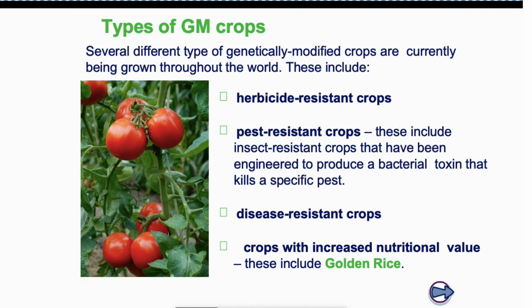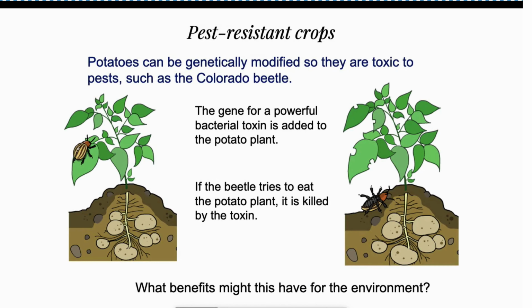Now, types of GM crops. We have herbicide resistant crops, and pest resistant crops, which include insect resistant crops that actually produce bacterial toxins that kill a specific pest. There are disease resistant crops and crops with increased nutritional value. This includes, for example, golden rice.